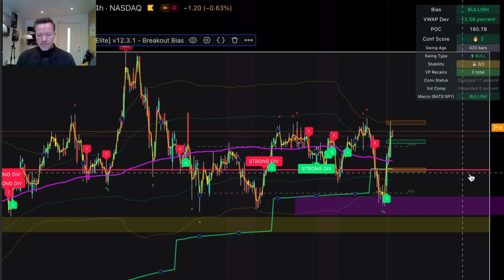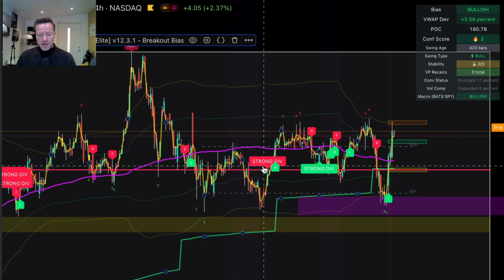Second, the red line here, that's the point of control, also the POC. This horizontal line shows you the price level with the most traded volume. Think of this as institutional headquarters, where the big money establishes their positions. On NVIDIA, that's 180 around. Price gravitates to POC like a magnet.